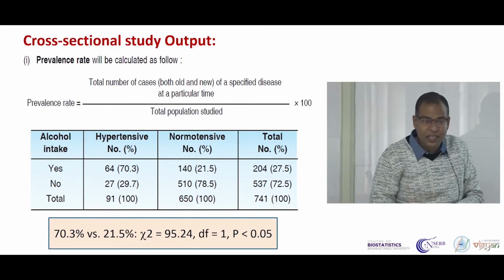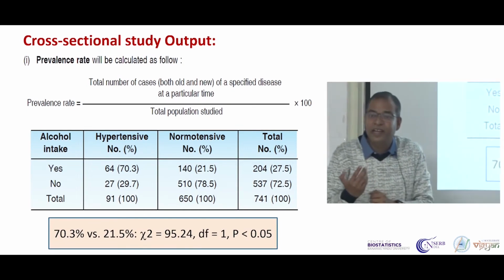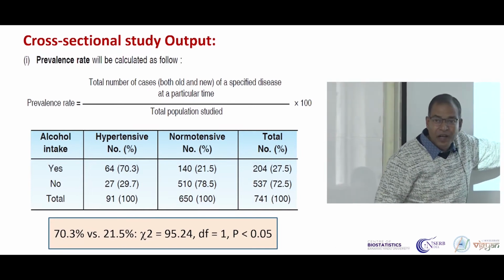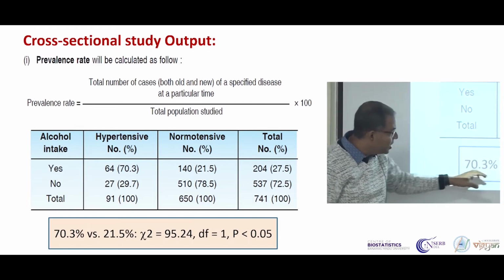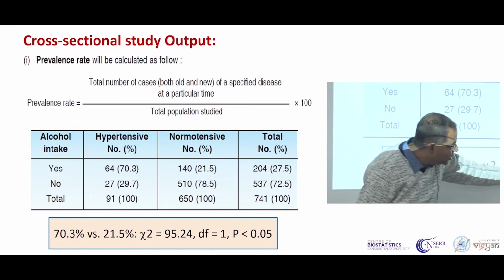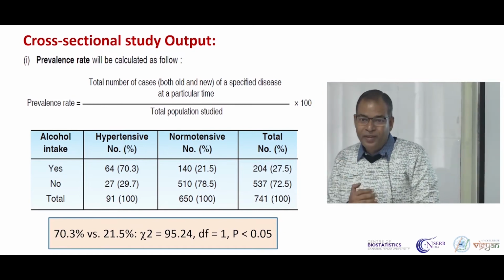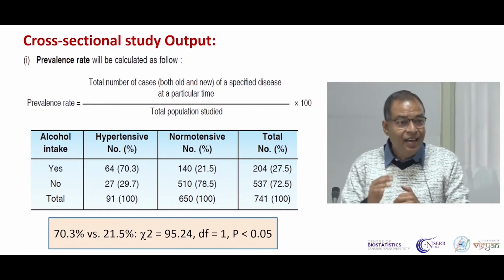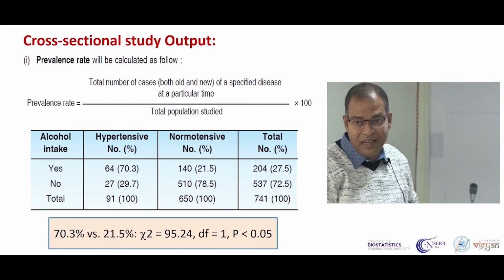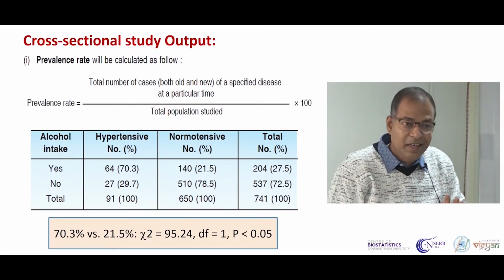Then I wanted to see whether this difference is by chance or statistically significant. Since we are dealing with qualitative, counted data, we calculated the uncorrected Pearson's chi-square statistic. And we saw that the p-value is less than 0.05. Then we commented that yes, alcohol intake has a positive role in causing hypertension among the study population. Am I correct?